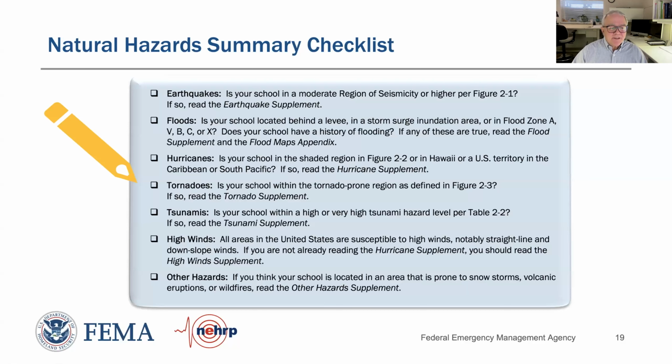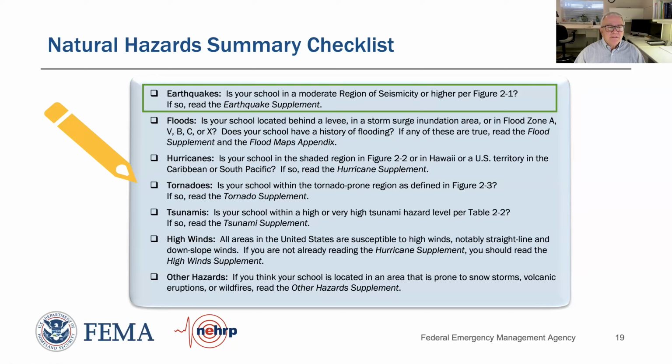So we wrap up this section by giving you a checklist. As we've gone through these hazards, we're now looking to see what we need to do next. As you can see at the top of this list, we have earthquakes. It says, is your school in a moderate region of seismicity or higher, as per that figure that I showed you, 2.1? If so, then we're encouraging you to read the earthquake supplement.